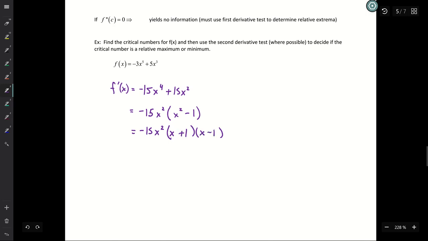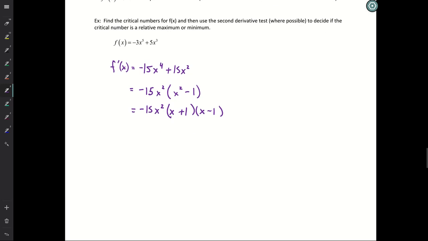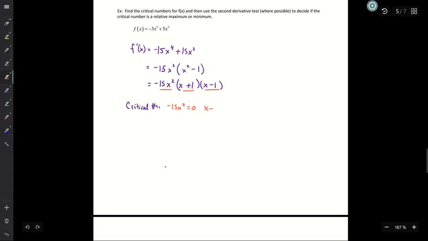All right, from here, we now want to try to find the critical numbers. So the critical numbers for the first derivative are found where the first derivative is either 0 or undefined. We're not going to have an undefined situation in this case since our first derivative is a polynomial. So our critical numbers here are going to be determined by these factors. We've got this one, and this one. Notice that that first factor does have an x in it, so you want to make sure to set it equal to 0. So negative 15x squared equals 0. x plus 1 is 0, or possibly x minus 1 is 0.